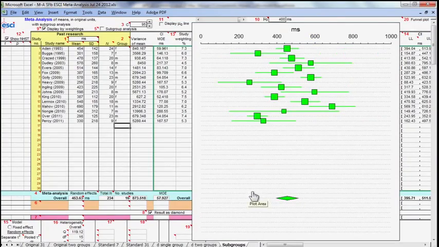Now here's a play acting example where I'm imagining I've got 16 studies here. They're all estimating a reaction time in milliseconds, and here are all their results. Now, clearly, we've got a ton of heterogeneity. Here we have confidence intervals that are miles from overlapping. So there's a fair bit of variability from study to study here.